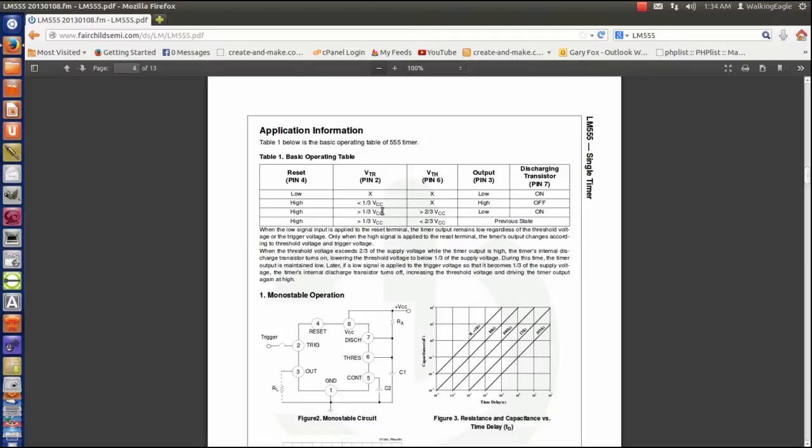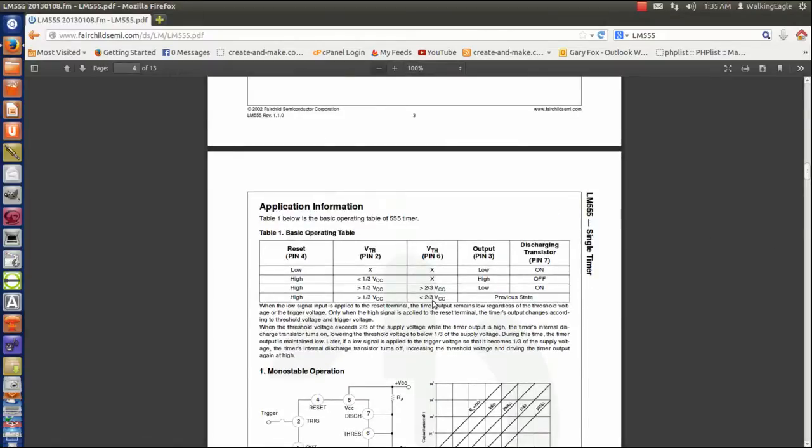If trigger is greater than 1/3 and the threshold is greater than 2/3, then the output voltage goes low, and the discharge transistor goes high. If the trigger is greater than 1/3 voltage and the threshold is less than 2/3 voltage, then it stays at the previous state, whatever that was. Let's go back up here and see why they say 2/3 on the threshold and 1/3 on the trigger.